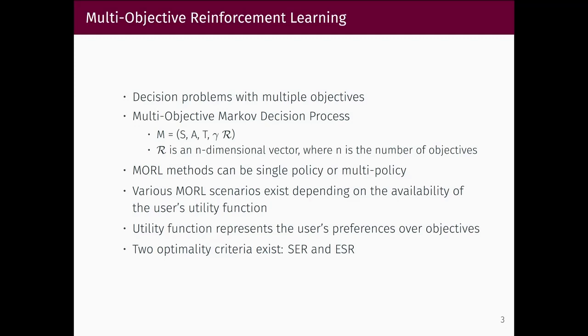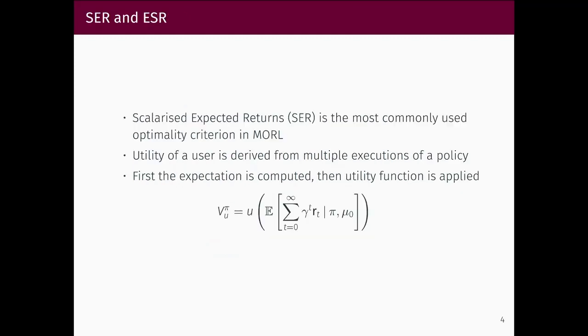And as I already mentioned, two optimality criteria exist, SER and ESR. The scalarized expected returns is the most commonly used optimality criterion in multi-objective RL. And that means that the utility of a user is derived from multiple executions of a policy. And that means that the user has multiple opportunities to execute their policy. To compute SER, basically you first compute the expected reward, and then you apply the utility function. And of course, the expected reward in this case is a vector.